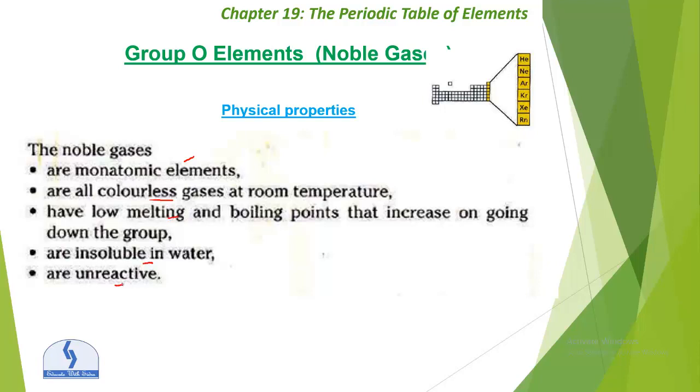Why are they unreactive? Because except helium, which has 2 valence electrons, the others have 8 valence electrons. They all have a complete outermost shell, right? Helium has completed its duplet while the others have completed their octet. They have a fully filled outermost shell, so there is no need to lose electrons, no need to gain electrons, no need to share electrons, right? So they are unreactive.